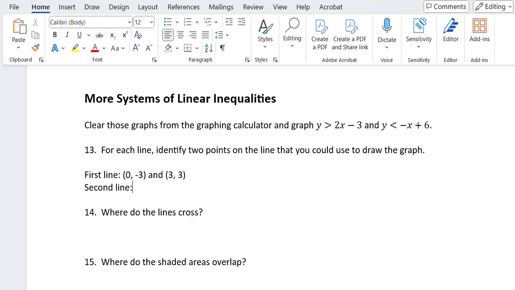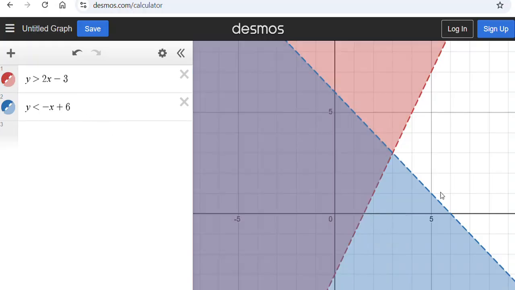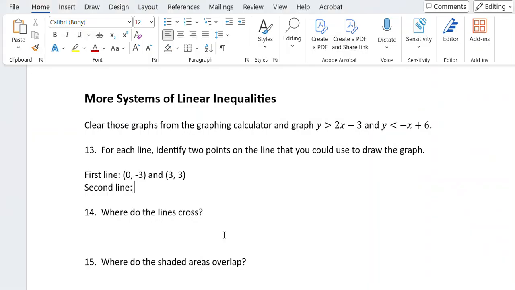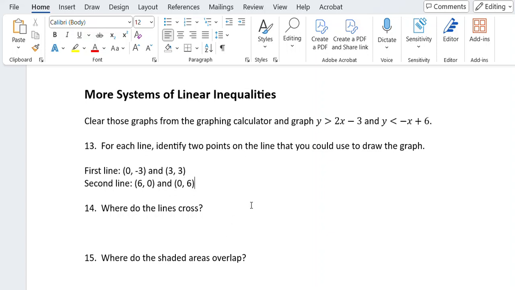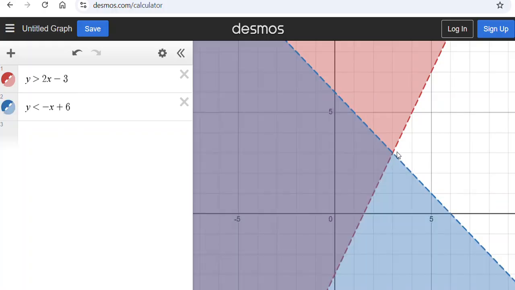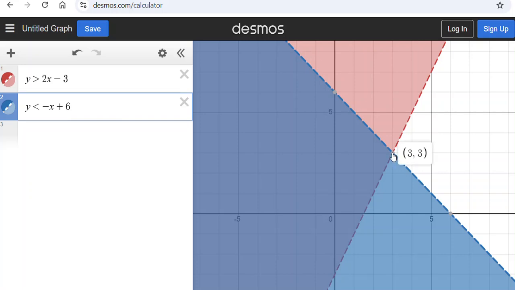And for my second line, it's the blue line. So we have a point here at 6, 0 and another point at 0, 6. Next question is, where do the lines cross? So I can see from my graph that they're going to cross at the point 3, 3.